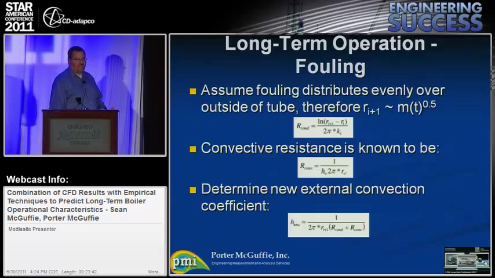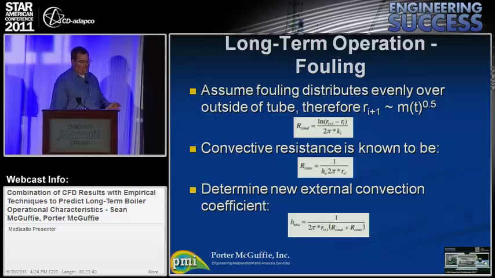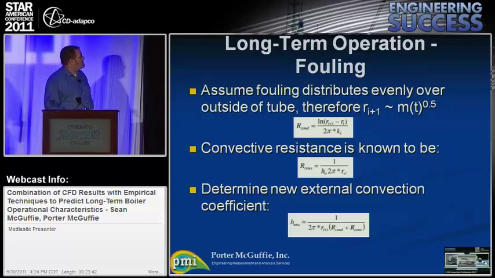To take the fouling resistance and convert that to how it might affect the internal temperature of the tube, we then went back to first principles of thermodynamics. If we assume that the outside radius of the fouled tube is proportional to the square root of the mass, or volume, then we can develop a new conductive resistance for the fouling. We know that the convective resistance on the outside of the new radius is just represented by our second equation, we can combine those and come up with a new external heat transfer coefficient.